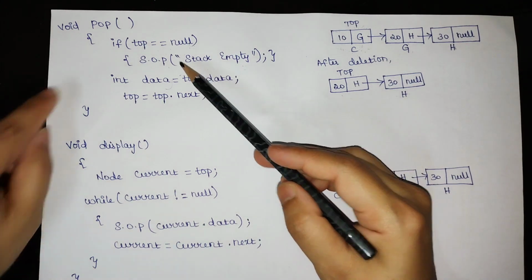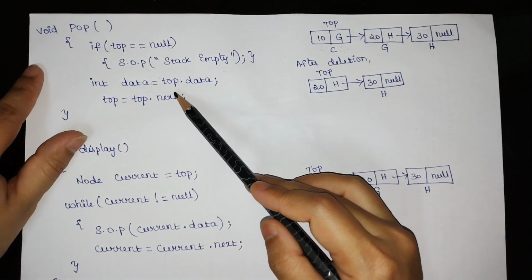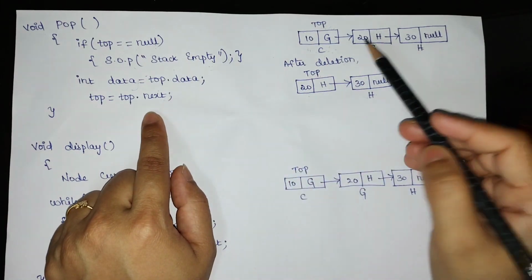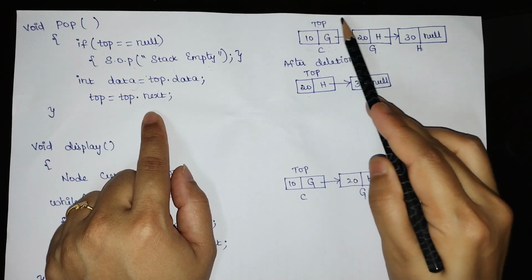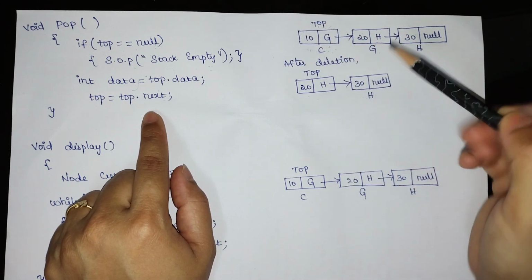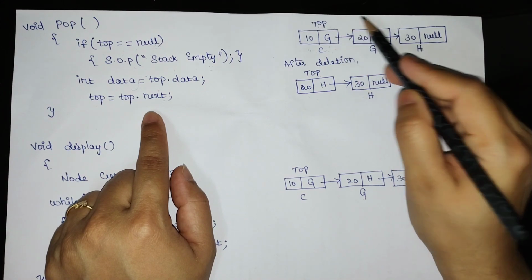Okay, and coming to this one, if your stack is not empty, then you will go for deletion. When you are performing deletion, what will you be doing? As I told, you are only going to change the top position of your list. So what should be the top position?